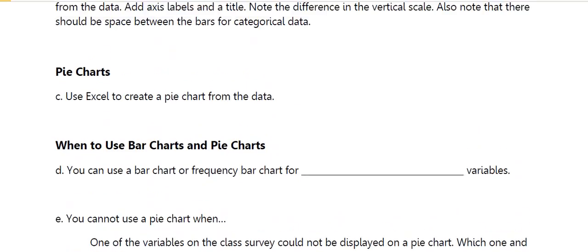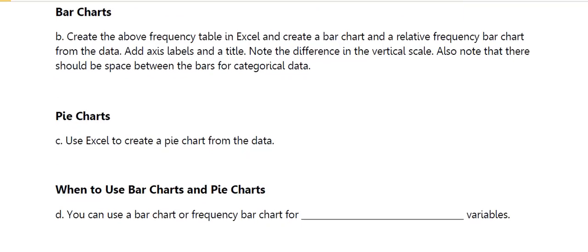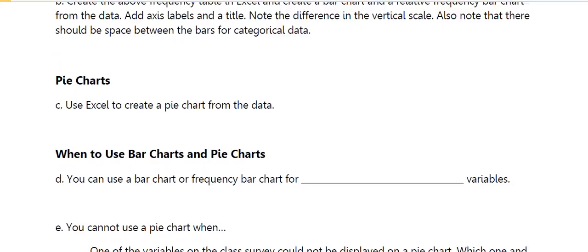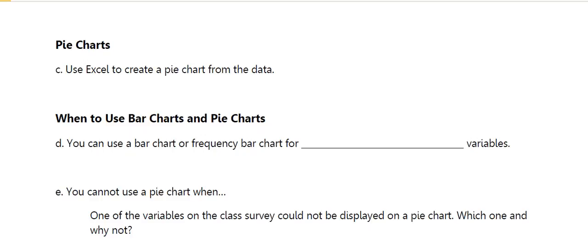Yes, okay, so we're going to go over 2 tools, how to make a bar chart and how to make a pie chart. If you want to, you can pause and go do those videos first. But I want to talk about, to finish this video, when to use bar charts and pie charts. So you can use a bar chart or frequency bar chart for categorical variables.